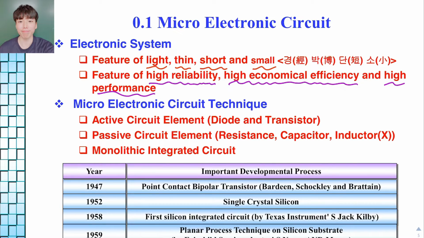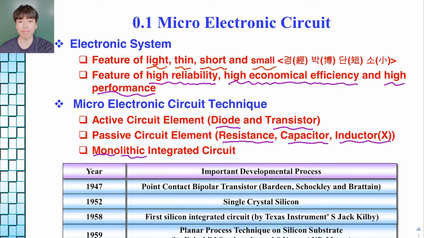And microelectronic circuit technique has active circuit elements consisting of diodes and transistors, and passive circuit elements consisting of resistors, capacitors, and inductors. But in digital circuits, inductors are not intended. And monolithic integrated circuit: mono means one and lithic means stone.